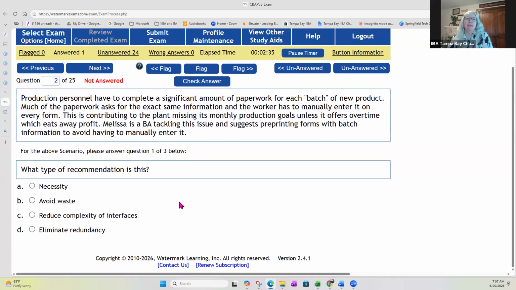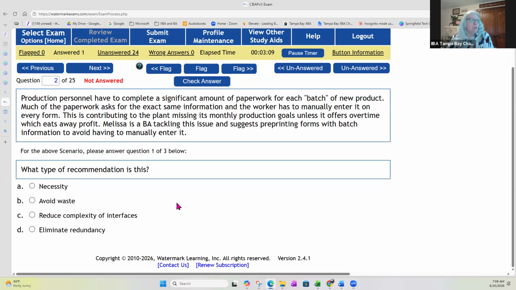I'm excited. Production personnel have to complete a significant amount of paperwork for each batch of a new product. Much of the paperwork asks for the exact same information, and the worker has to manually enter it on every form. This is contributing to the plant missing its monthly production goals unless it offers overtime, which eats away profit. Melissa is a BA tackling this issue and suggests pre-printing forms with batch information to avoid having to manually enter it. What type of recommendation is this?